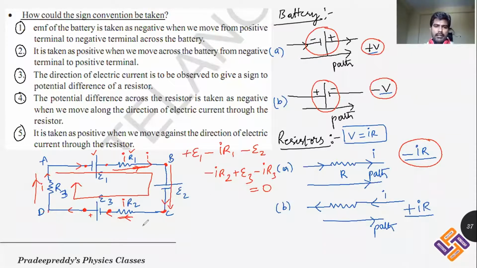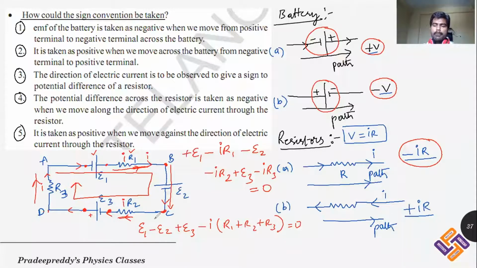So finally you can write down the equation as E1 minus E2 plus E3 minus I R1 minus I R2 minus I R3 is equal to 0. You can take I common from all because current in all the resistors is the same. I (R1 plus R2 plus R3) is equal to 0. This is what Kirchhoff voltage law states: net voltage supplied is equal to net voltage dropped.